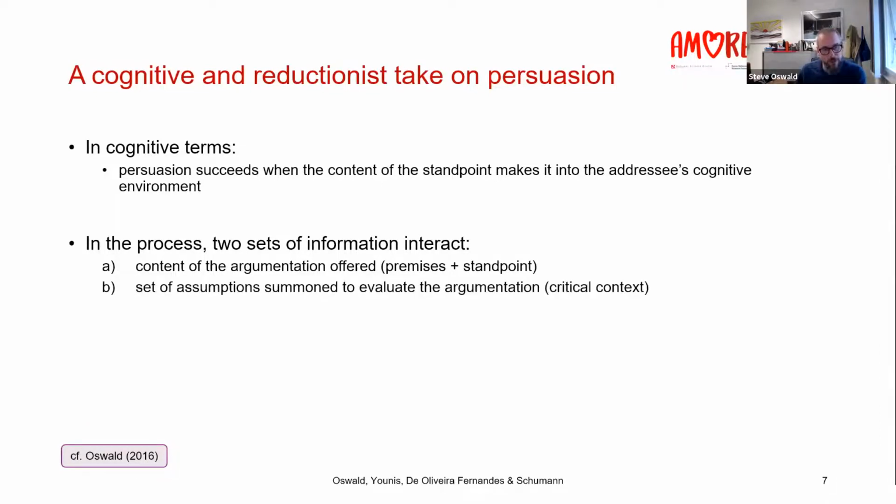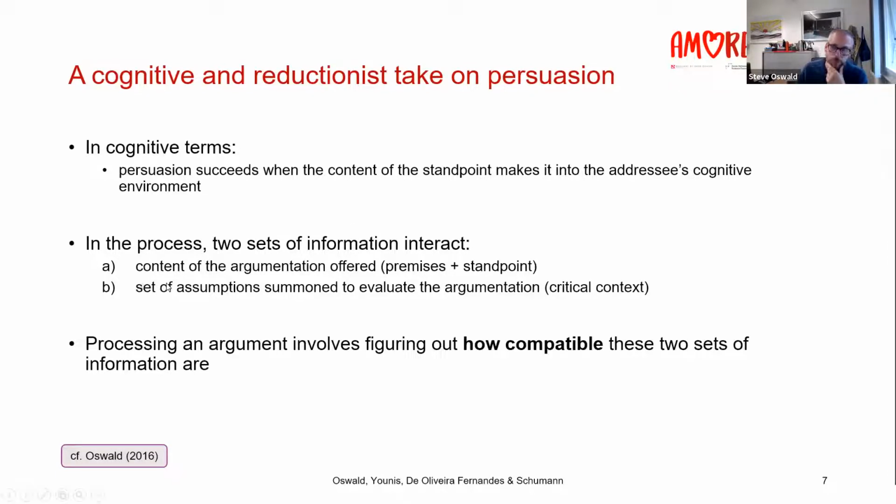And the second set of information interacting with the first is the set of assumptions that you summon as an addressee to evaluate the argumentation, what we call the critical context, whatever you can think of to evaluate whether you should go with the reasons that the speaker is offering for their standpoint. So processing an argument or evaluating it involves figuring out how compatible these two sets of information are. If they turn out not to be compatible, which one prevails over the other and why? In other words, are you going to reject the argument and the standpoint, or are you going to let it into your cognitive environment?